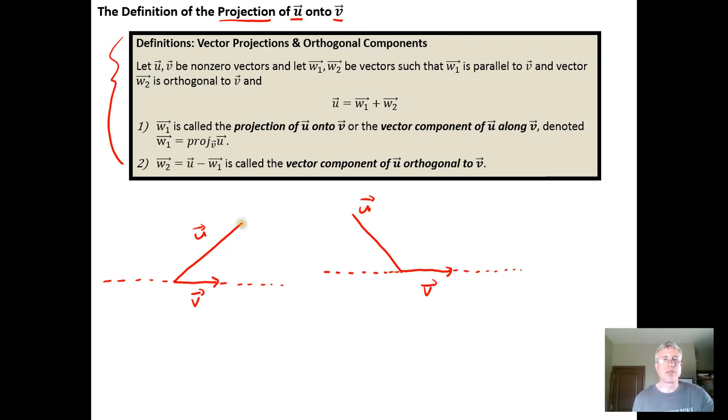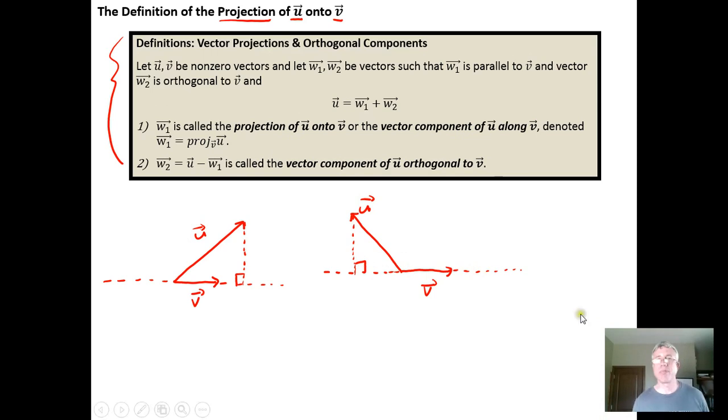And then what you do is from the terminal point of the vector u, which I didn't draw, you drop the perpendicular to the line through v. You drop this perpendicular. So this is going to be a right angle right here. We drop this perpendicular, so that hits at a right angle. And what this does is decomposes u into two vectors.